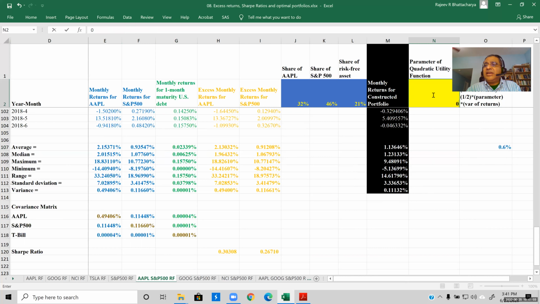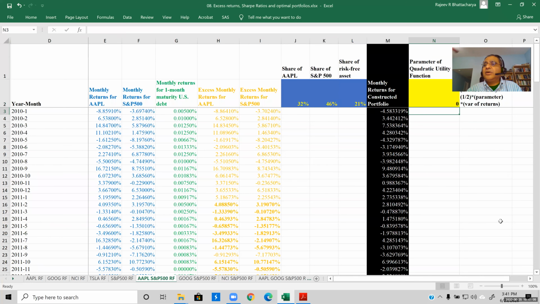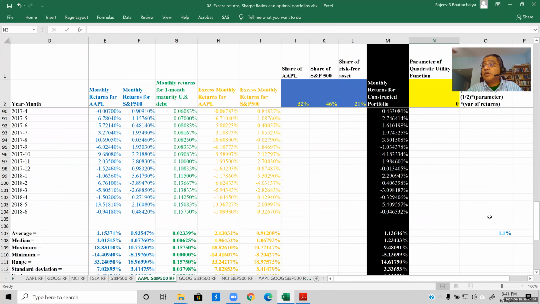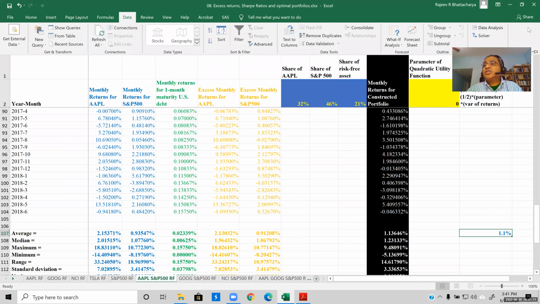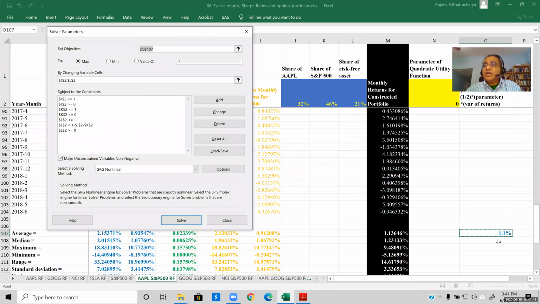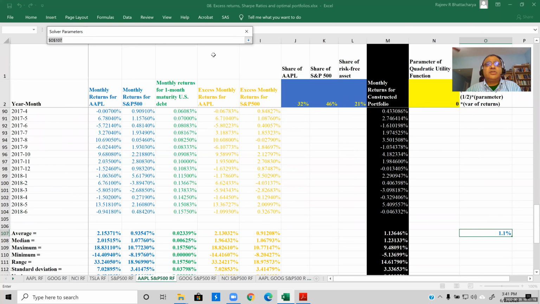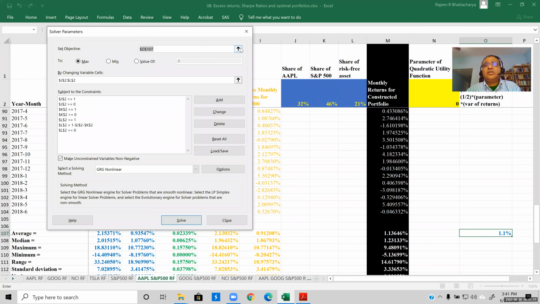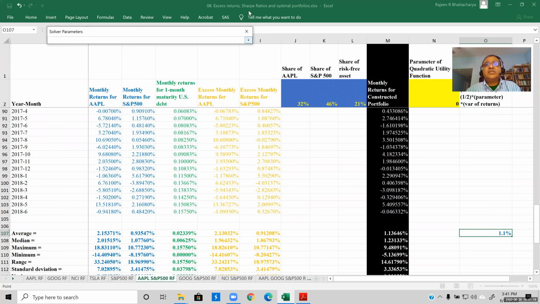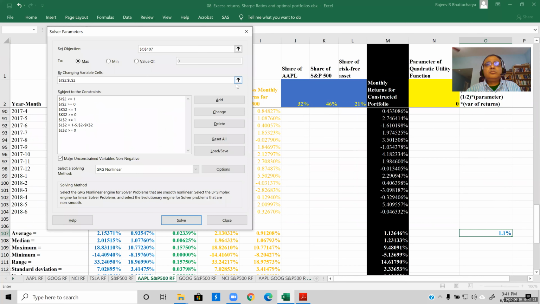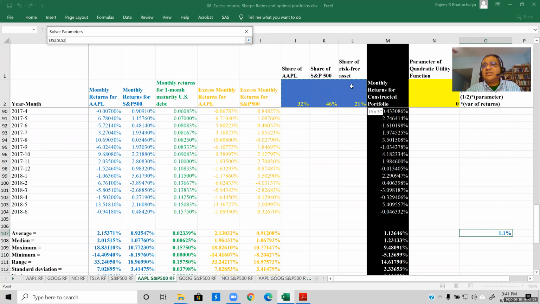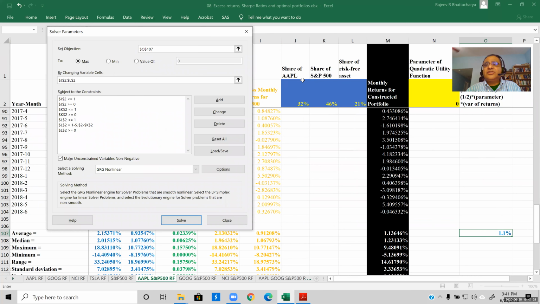So let's first say, what if your parameter is 0, where you are risk neutral? So go to Data, just as we had earlier, and we set the objective to O07. Actually, let me just show you how to do it. By changing variable cells, these three. Then you have J2 less than or equal to 1. Let me just delete all of these to create them again.